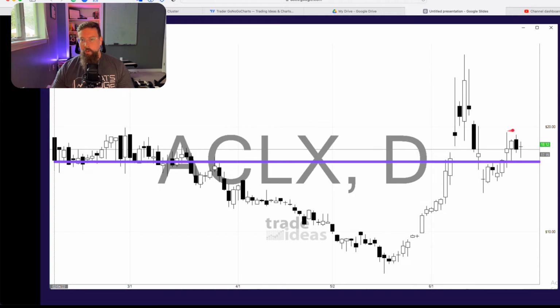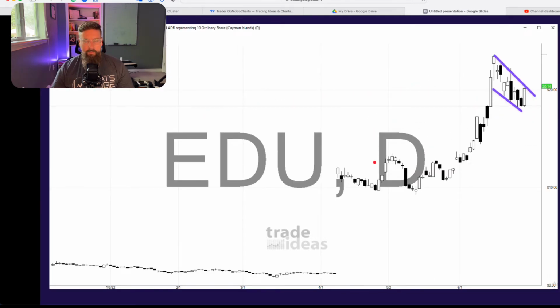So if this can get going over these highs or even the whole $1.20, which you can see was an area back here, that's something that's interesting to me. Then this ACLX.